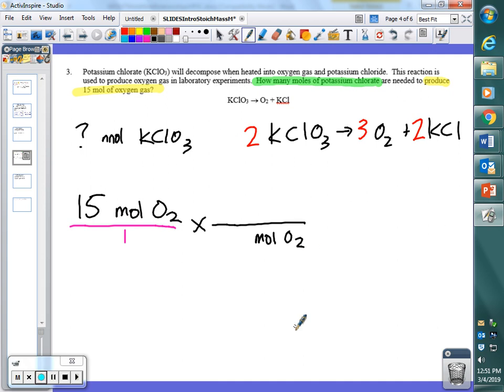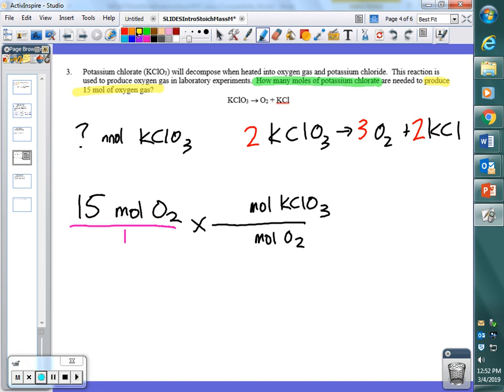Formulas are important when we're doing stoichiometry problems because we're comparing different parts of the equation, right? So we got moles of O2 on the bottom. Conversion factors get rid of bad units and give us units that we want, right? So what unit should we have on the top of this conversion factor? Moles of potassium chlorate, right? So moles KClO3. Okay? Good? Yes. All right.